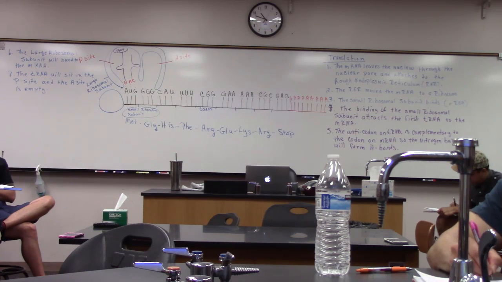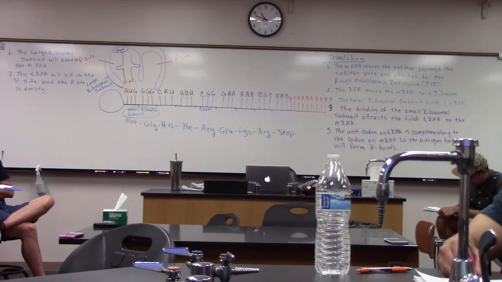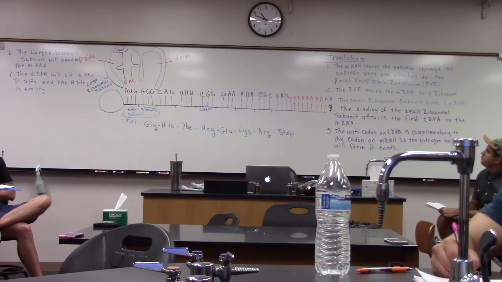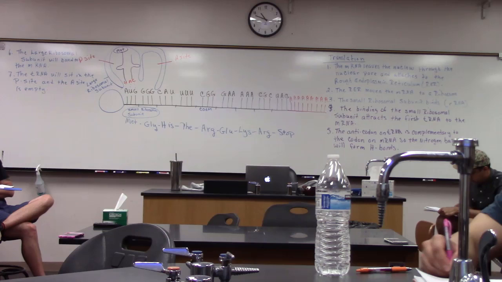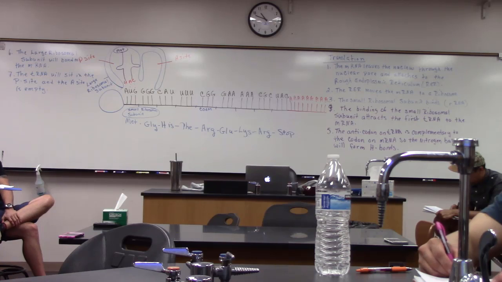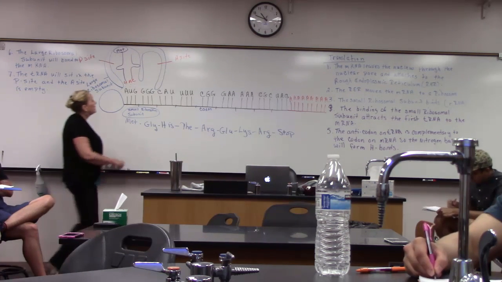So again, as soon as our transfer RNA bonds to the messenger RNA, a large ribosomal subunit will enter into the picture and put our first transfer RNA into the P site, and our A site is empty, ready for our second transfer RNA to come along. And it doesn't take long before our second transfer RNA is attracted into the A site.